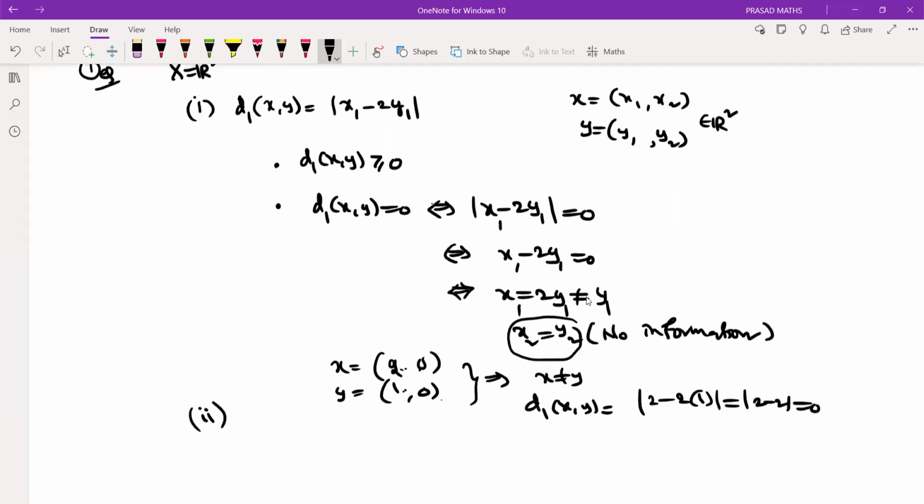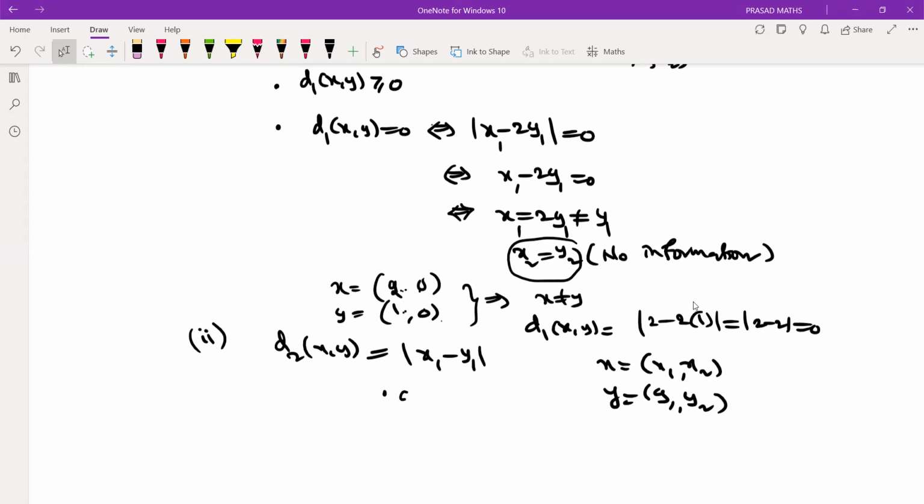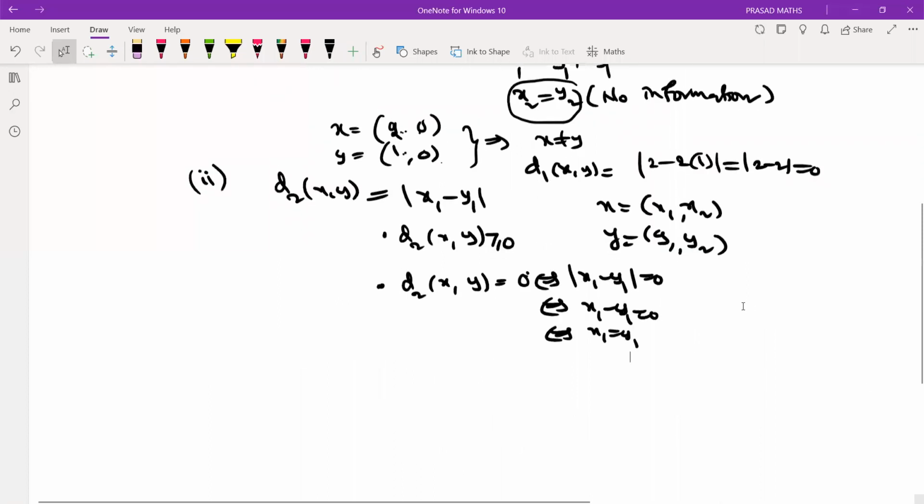Suppose you take this idea, d2(x, y) equal to only x1 minus y1. Is it a metric? What is my x? x is (x1, x2) and y is (y1, y2). Again, there is no problem with non-negativity because the modulus is there. The problem is only with the second condition and the triangle inequality. This is 0 if and only if mod of x1 minus y1 is 0, that means x1 is equal to y1. That means I don't know the information about x2, y2.